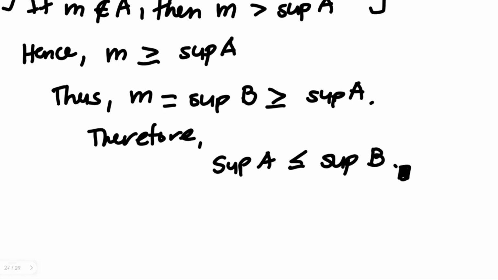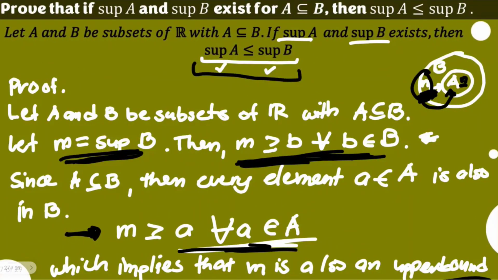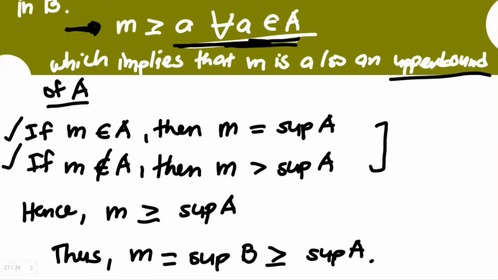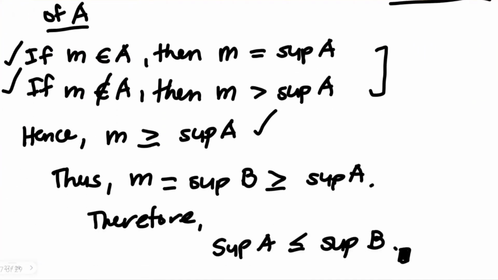So going back here, we have assured that M, being an upper bound of B, and since A is a subset of B, is also an upper bound of A. And for the two cases here, we have combined them and further say that the supremum of A, whatever it would be, is just less than or equal to the supremum of B, depending on the scenario.